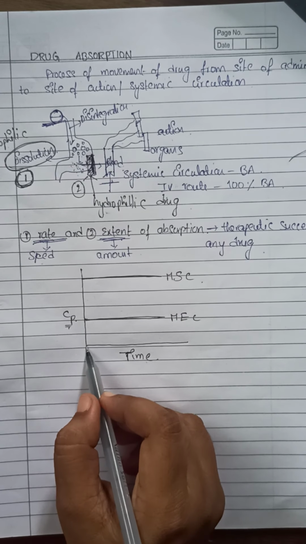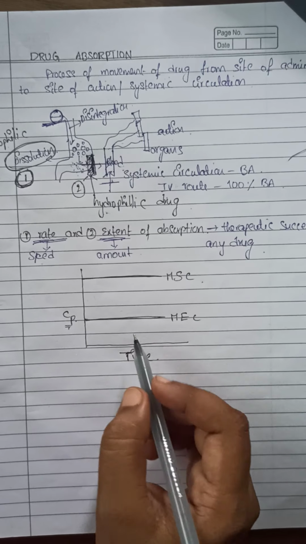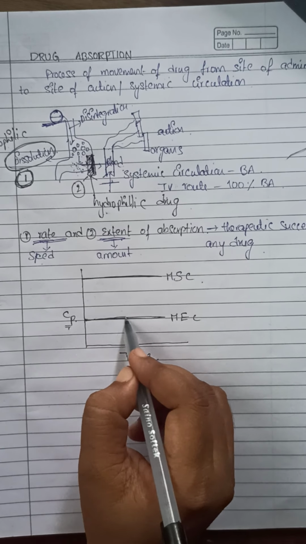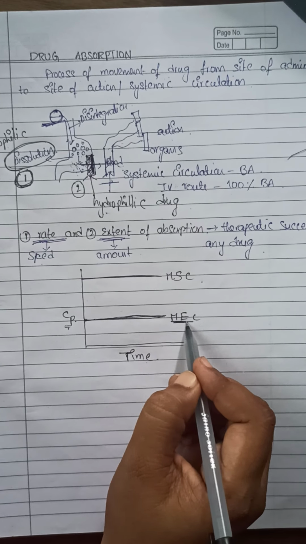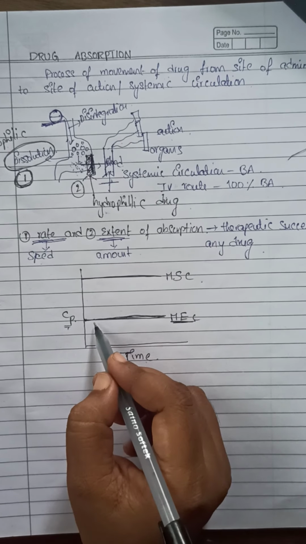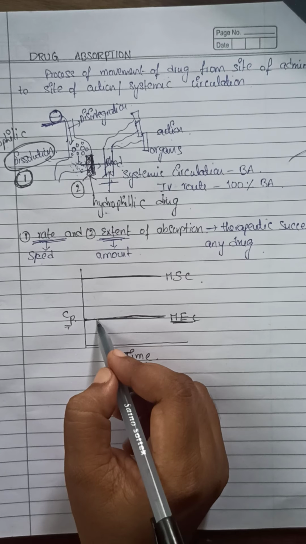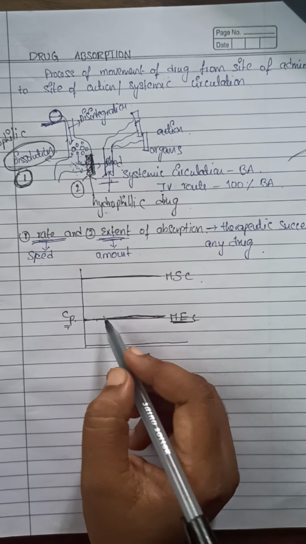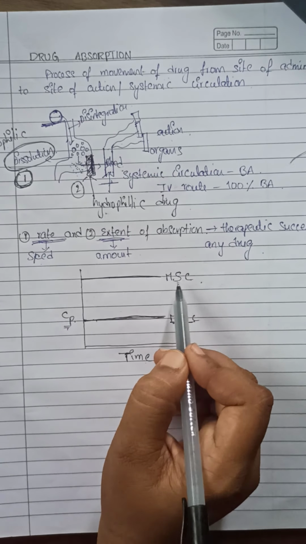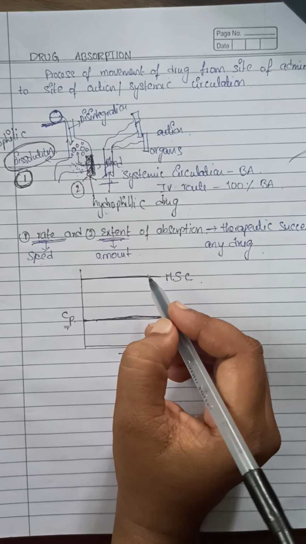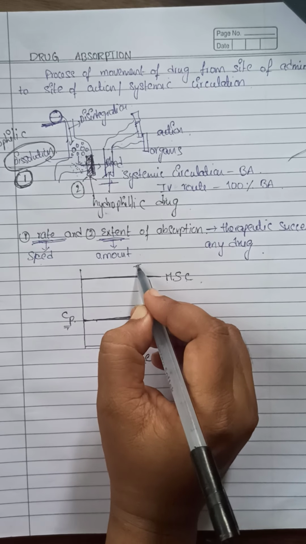For any drug to show its action, it must cross this line. So it is the minimum concentration. For any drug to show its therapeutic action, it has to cross this line. If any drug's plasma concentration is beyond the maximum safety concentration, it produces toxic effects.